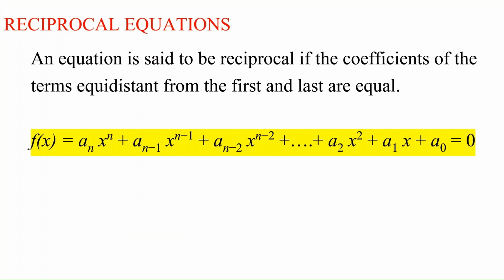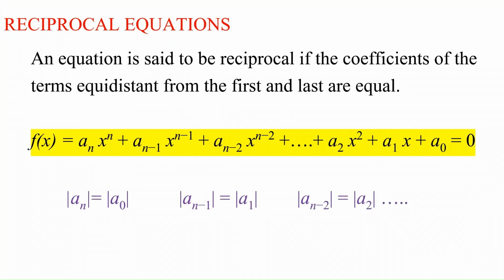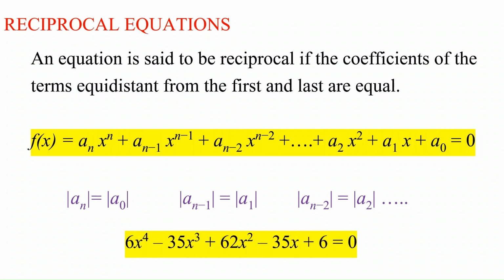Now if we write it down, it would be like this: a_n equal to a_0, a_(n-1) equal to a_1, a_(n-2) is equal to a_2 and so on. Here we are considering mod because an equation can have either positive quotients or negative quotients. We are just considering the value here. So mod is taken.